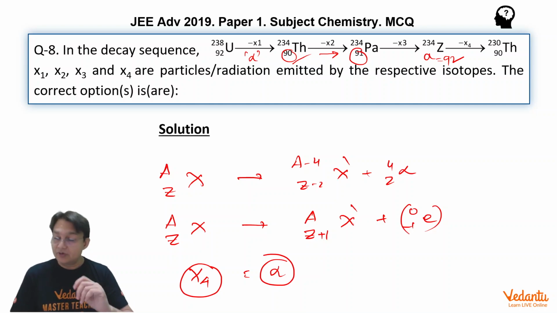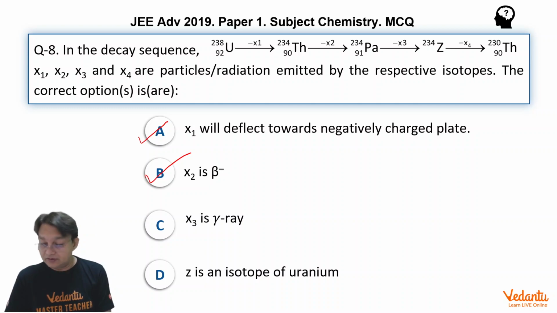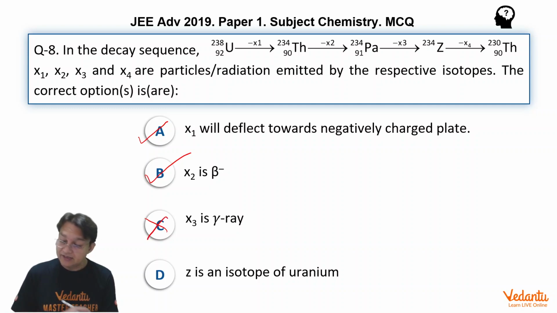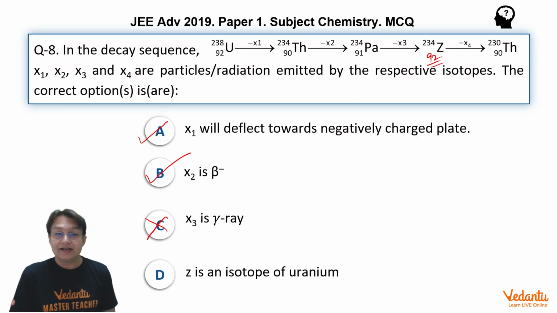Based on this, let us see what the available options are and how to choose. X1 will deflect towards negatively charged plate, seems to be the right option, because alpha particles are deflected towards the negative plate. X2 is beta negative, absolutely all right, because in this case the mass number is not changing but the atomic number is increasing. X3 is a gamma ray, not possible. We have seen that X3 is also a beta particle. And Z is an isotope of uranium, yes, of course, we have seen that the atomic number is 92. So Z is an isotope of uranium with smaller mass.